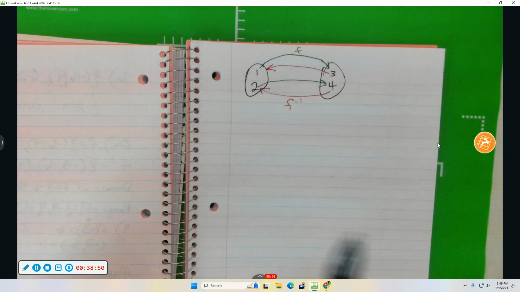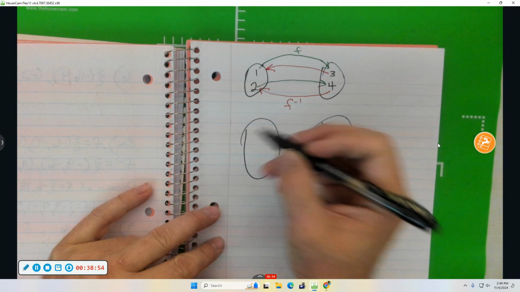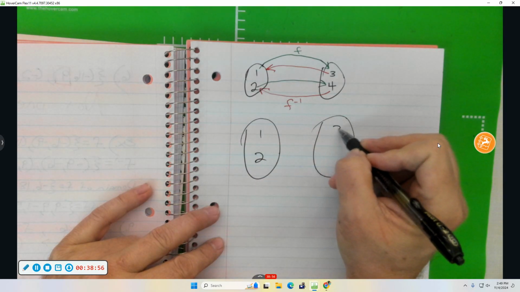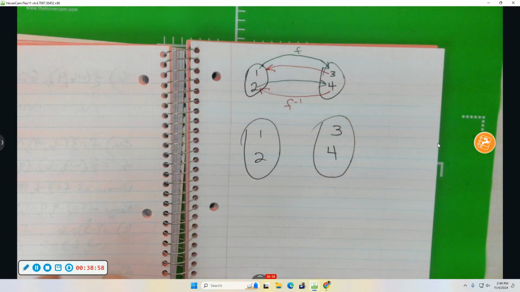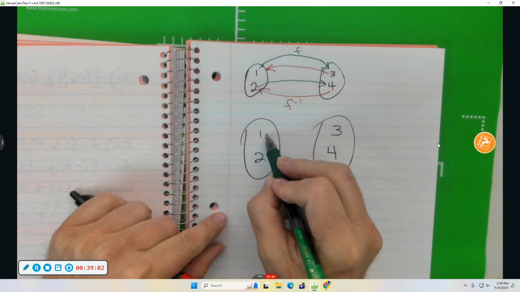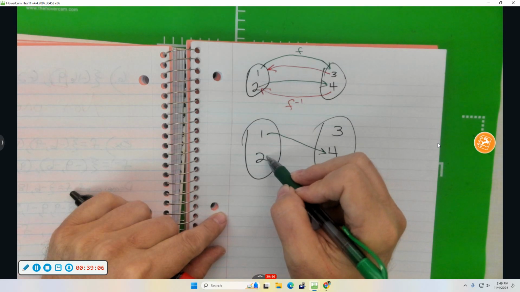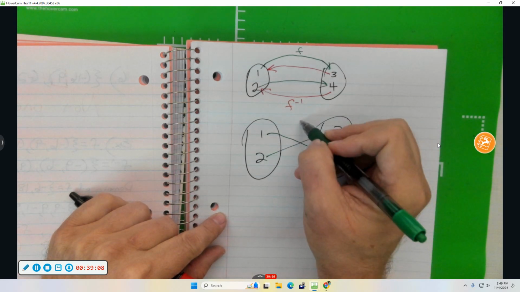Well, suppose we consider this function. Let's suppose f takes 1 to 4 and 2 to 3. That's f.